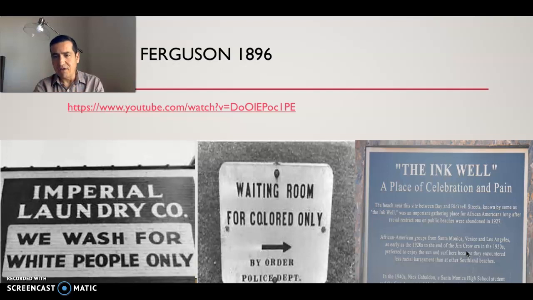And I wanted to point out the Inkwell here. This is in memorial to my neck of the woods down in Los Angeles near Venice, Santa Monica, where even the beaches were segregated. And this was a plaque that goes up. So if you were down near the Santa Monica Pier, you can go visit this site that was, as noted here, a place of celebration and pain.